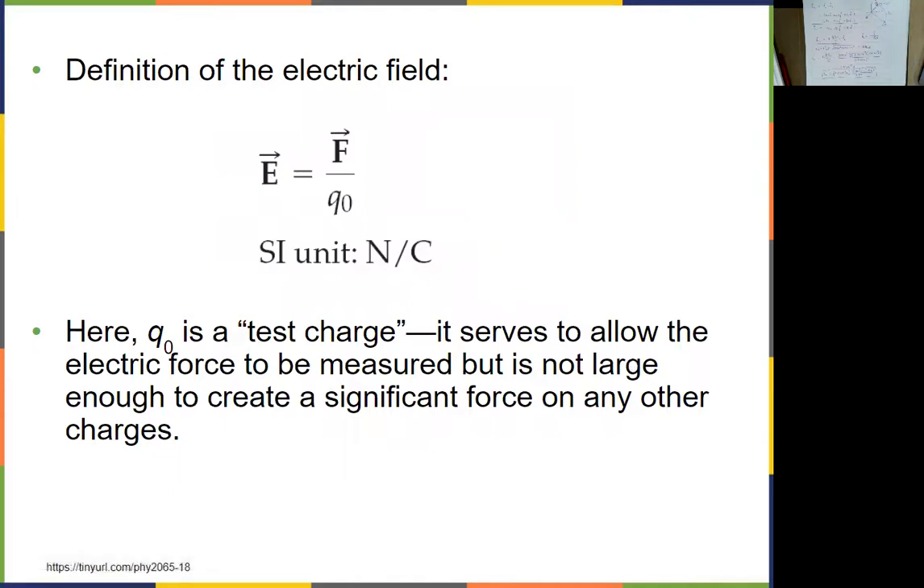So the definition of the electric field will be equal to the force divided by the charge Q0, which has SI unit of newtons over coulombs. Newtons is from the force, C is from the charge. Now typically this charge will be smaller compared to the original charge, just like any object nearby the Earth is small compared to the Earth itself. So the gravitational field by the Earth is not altered by that mass. Similarly here.